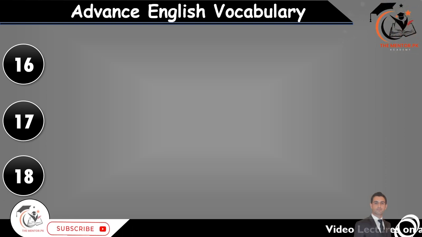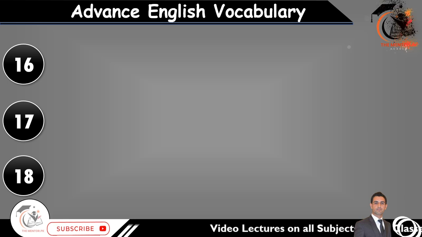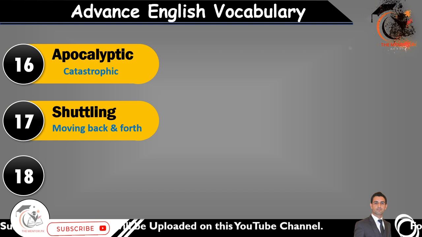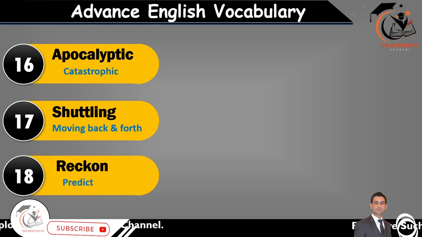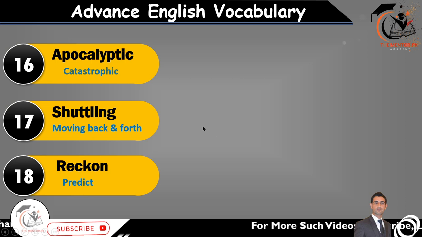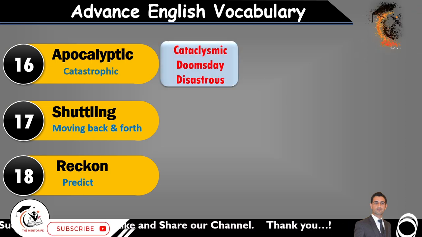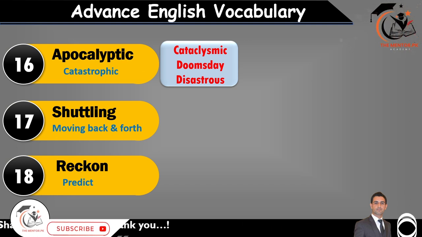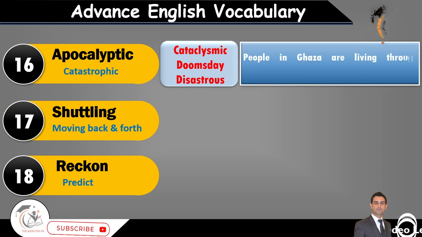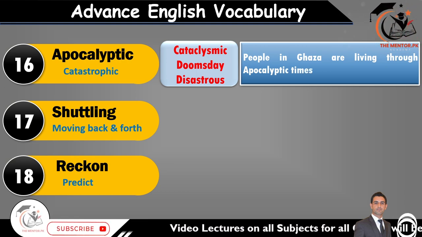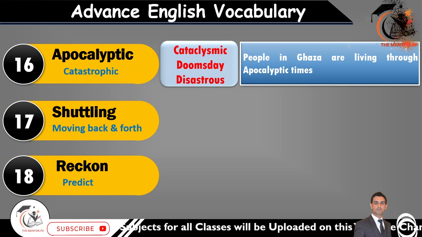In this video lecture, I have three words from advanced English vocabulary. The very first word is apocalyptic, the second word is shuttling, and the third word is reckon. Apocalyptic means catastrophic, disastrous, and cataclysmic and doomsday. Its sentence is: people in Gaza are living through apocalyptic times, like they are living through catastrophic or disastrous times.